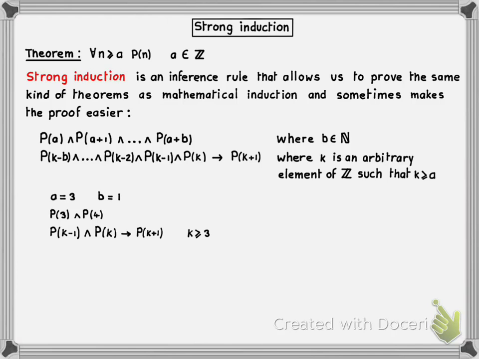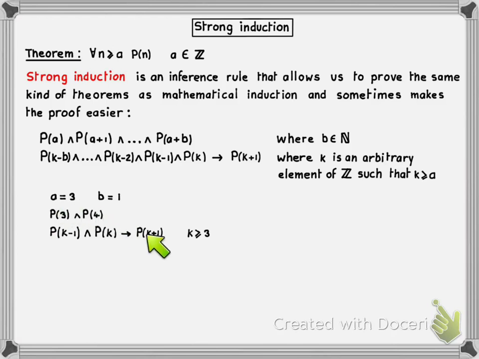So what is the smallest value of k for which this conditional is going to hold? Well, let's assume that value is 3. In particular, if k is equal to 3, then we would be trying to prove P of 4, assuming only P of 3 and P of 2. But there's a problem here because P of 2 may not even be true since the theorem states that P is only true starting at 3.